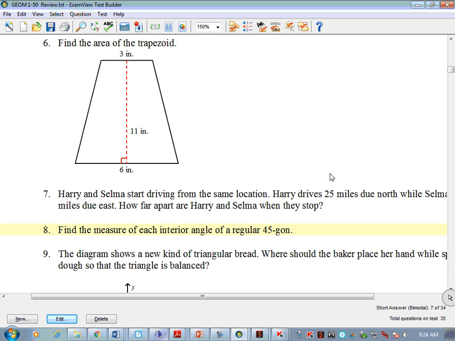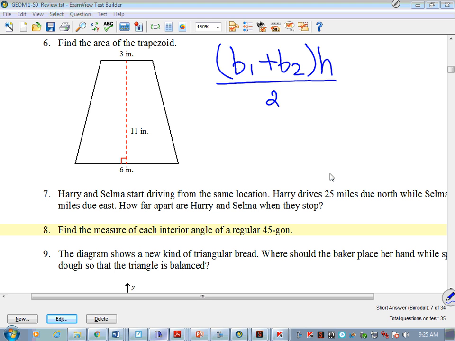All right, area of a trapezoid. What's the formula for that? I can tell you on question number 6, lesson 22, if you're looking for it. Ooh, close, but no cigar. Not base 1 times base 2 plus base 2. Base 1 plus base 2 times height, because we like to divide by 2 on area, right?